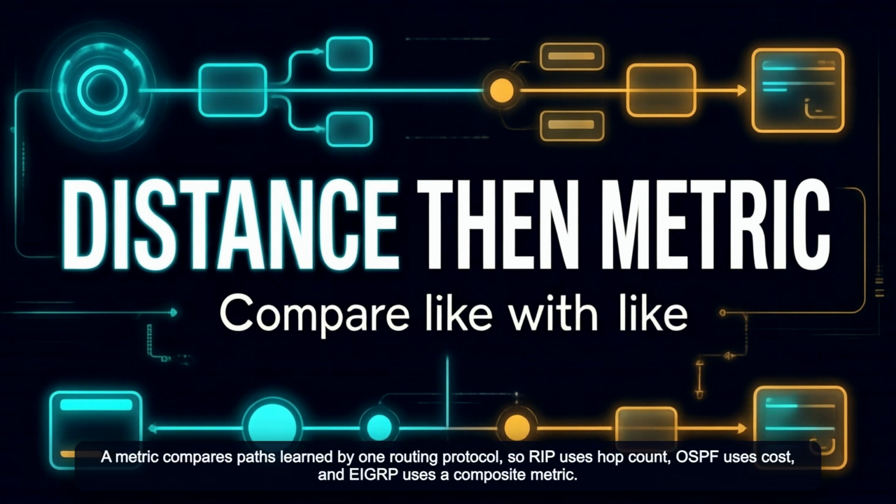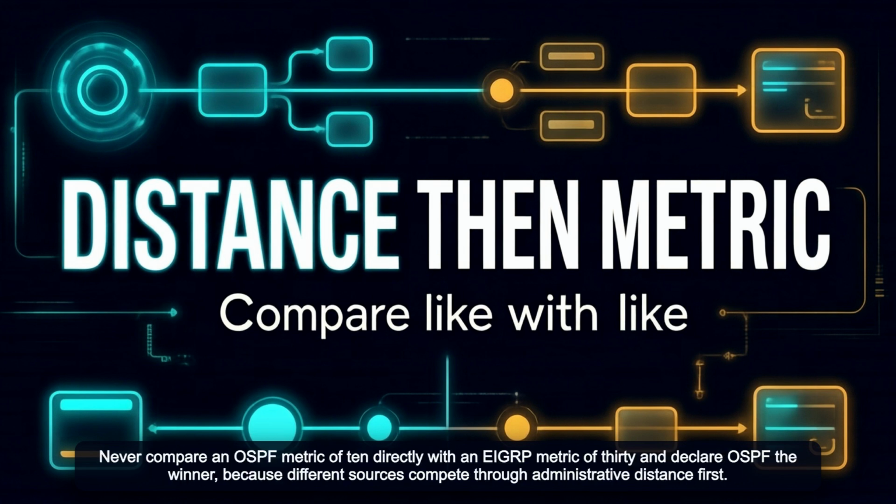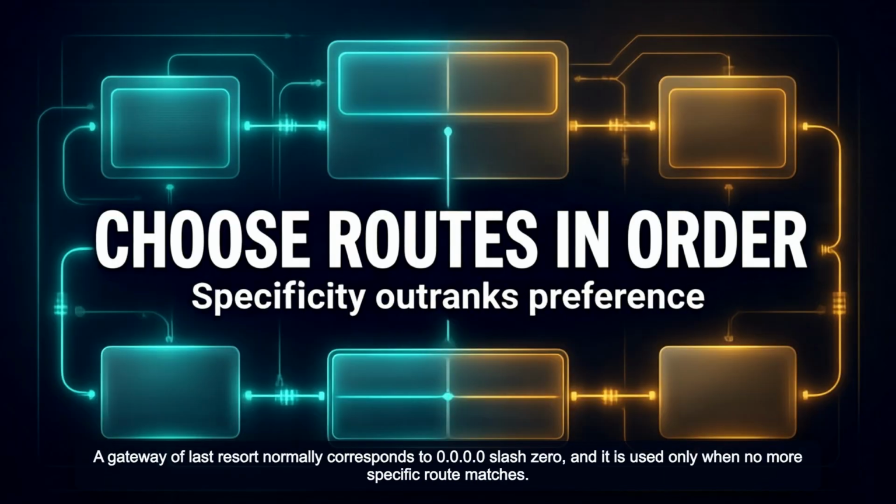A metric compares paths learned by one routing protocol, so RIP uses hop count, OSPF uses cost, and EIGRP uses a composite metric. Never compare an OSPF metric of 10 directly with an EIGRP metric of 30 and declare OSPF the winner, because different sources compete through administrative distance first. A gateway of last resort normally corresponds to 0.0.0.0/0, and it is used only when no more specific route matches.